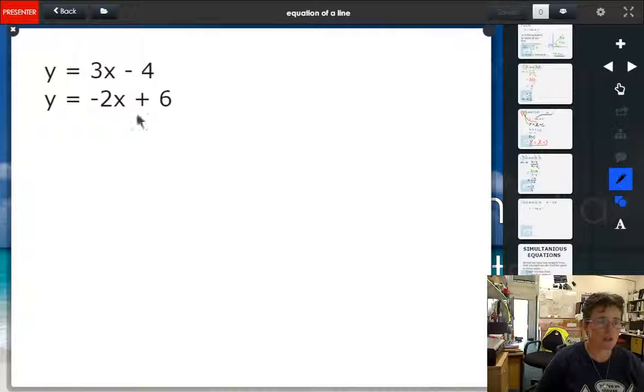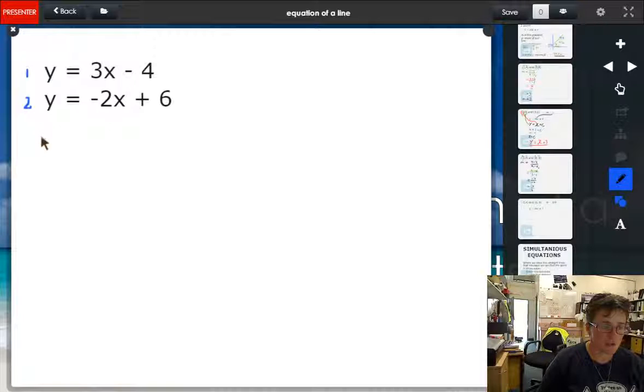So here are two lines. This line here, y equals 3x minus 4, so we know that it's going to have a slope of 3 and it's going to cross the y-axis at -4. And this one here, y equals -2x plus 6, is going to have a negative slope of 2 and cross the y-axis at +6. So let's call this equation 1 and this equation 2. These are in the y-intercept form, so we know that y equals this, and we also know that y equals this. So wherever these y's are the same, we can work out what our x is.